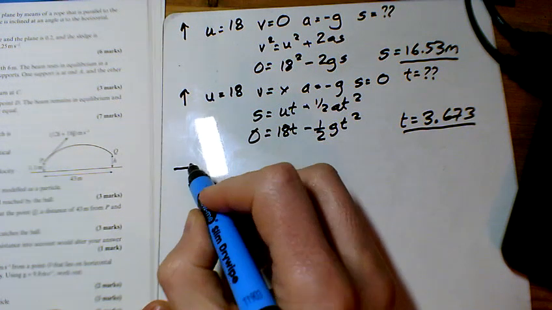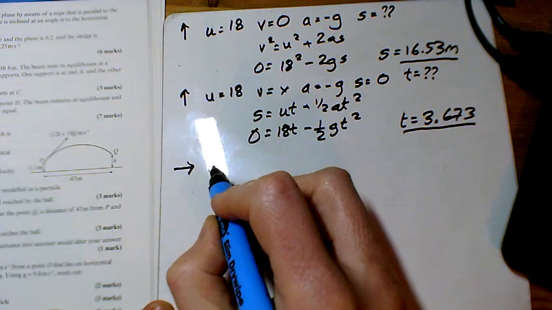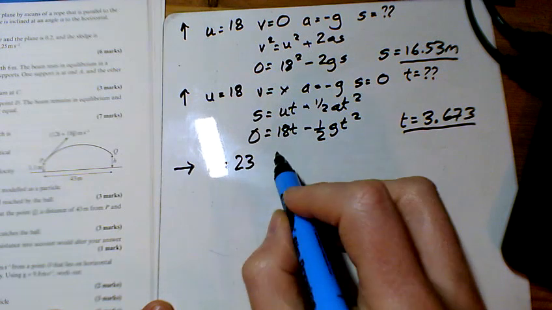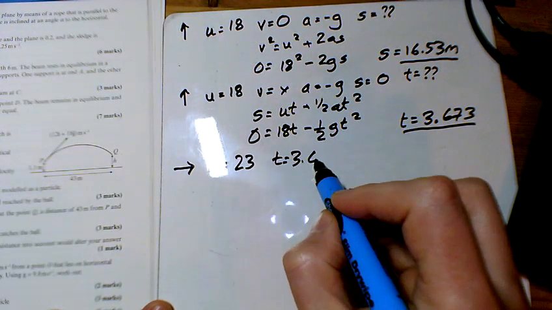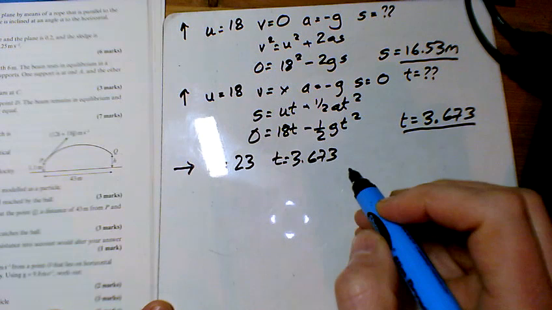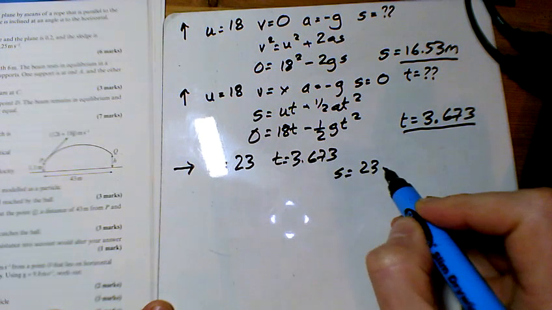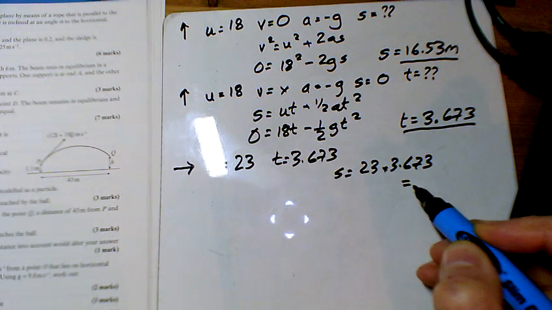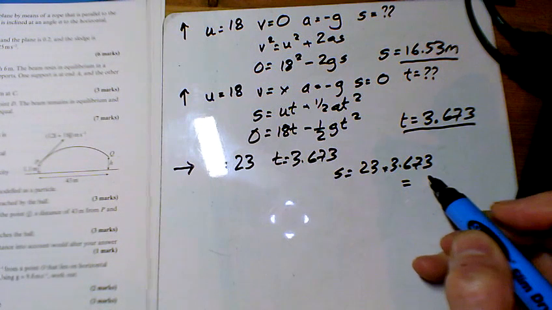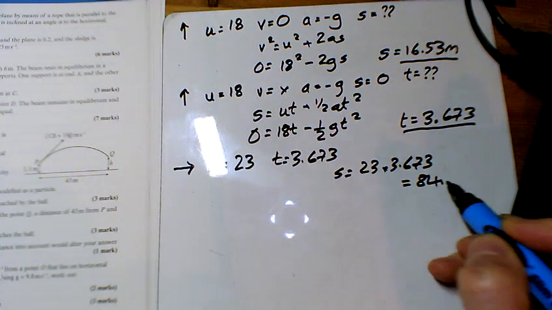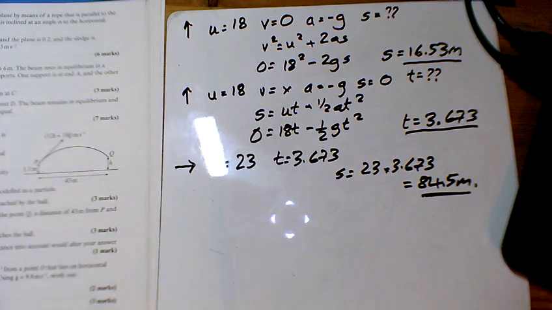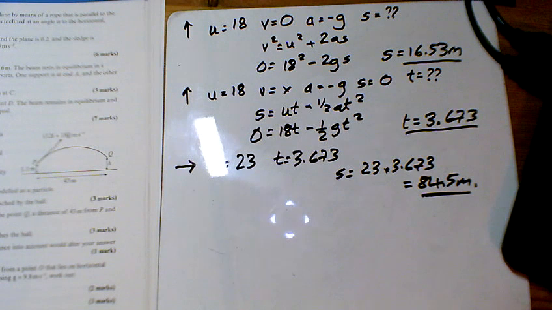And so how far does it go in that time? Well, it starts at 23 meters per second and it keeps going at 23 meters per second. So if we just times these two things together, 23 times by 3.673, I've got 84.5 meters there. Just typing that in.